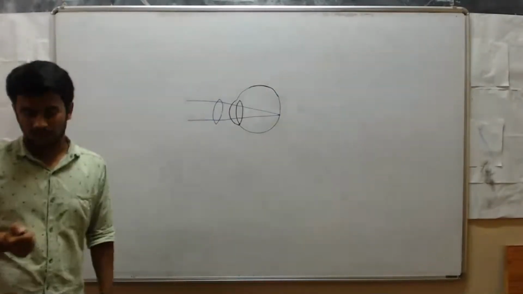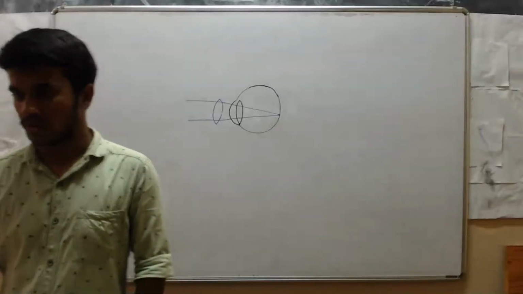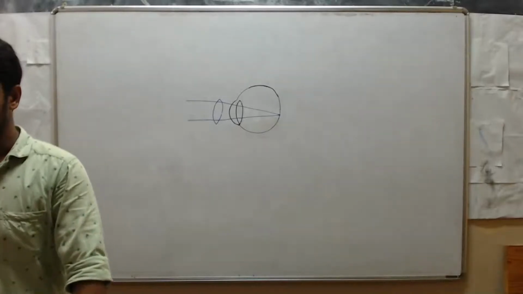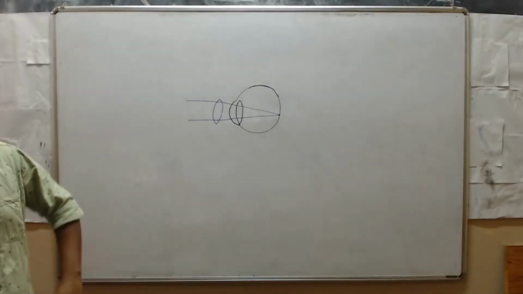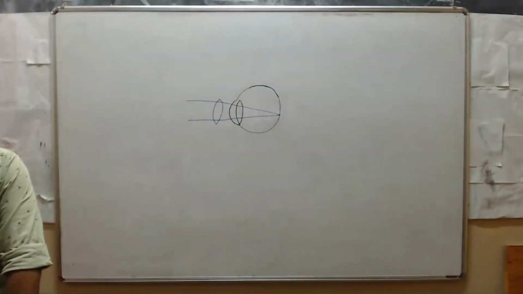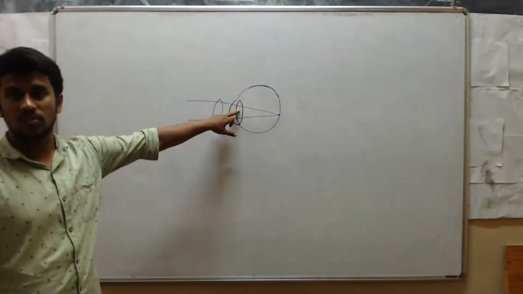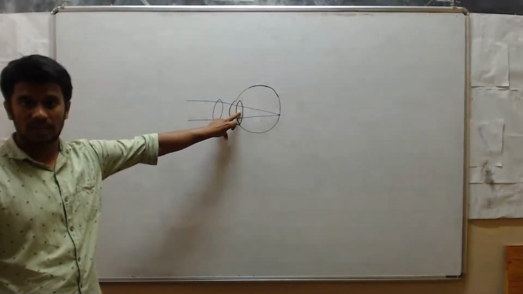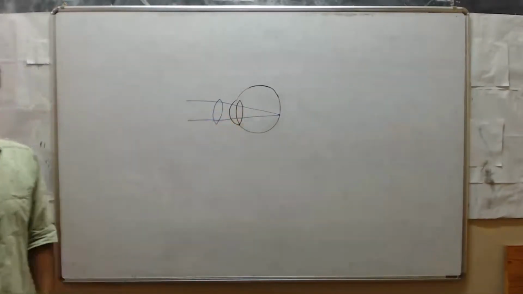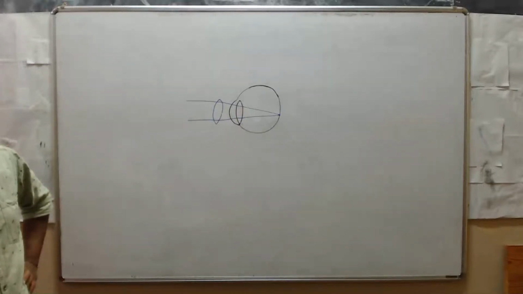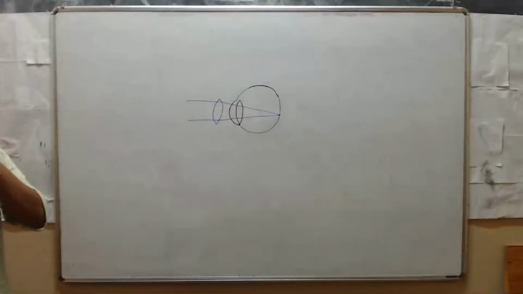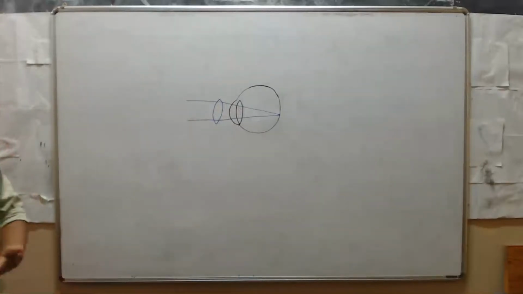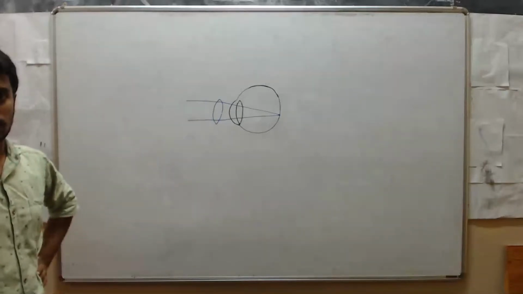These two diagrams are very, very important: the correction of myopia and hypermetropia. This defect arises for two reasons. One is that the focal length of the eye lens is too long. The eye lens is also like a lens, so it has a focal length, and that focal length is too long. The second is that the eyeball has become too small. So due to these reasons, hypermetropia arises.